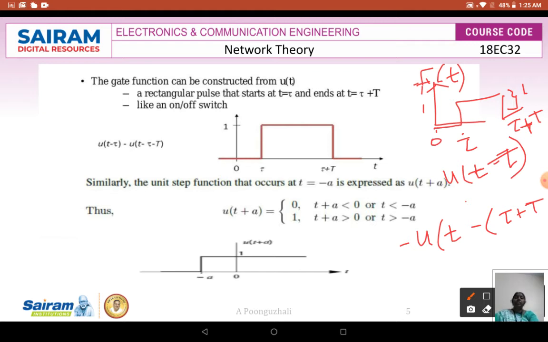Suppose, for example, your unit step function is shifted in the negative direction, minus a. Then I can write u of t plus a as the input. The waveform is shifted to the left side, which means it is u of t minus of minus a. That means u of t plus a is equivalent to 0 for t less than minus a, and 1 for t greater than minus a.